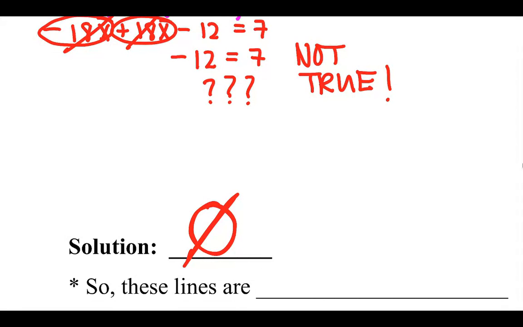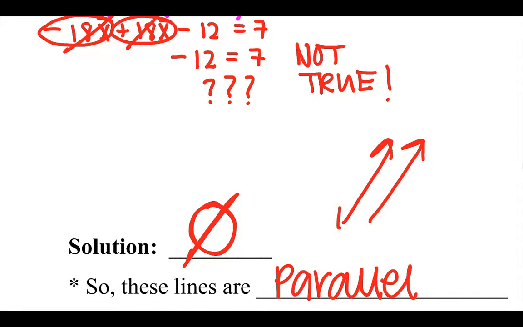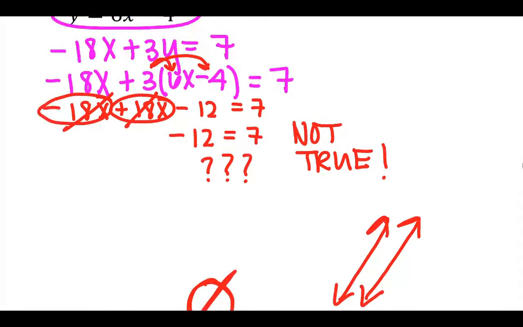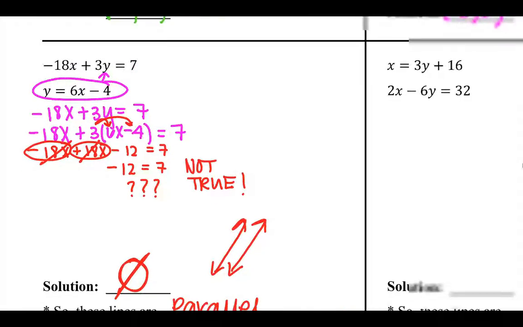So in order for these to have no solution, they never cross. And in order for them to never cross, the lines are parallel. So these lines have to be parallel in some form or fashion because they're never going to cross. There's no solution. So if you get something like this, it's not true and there's no solution.